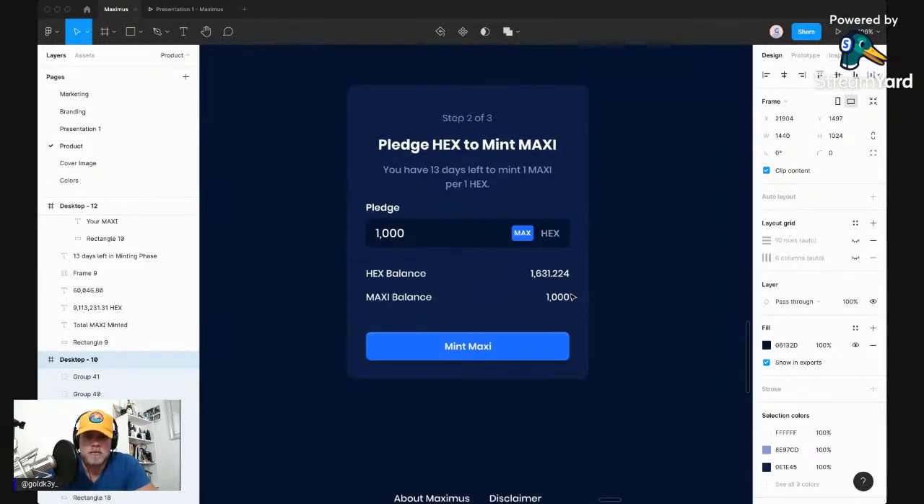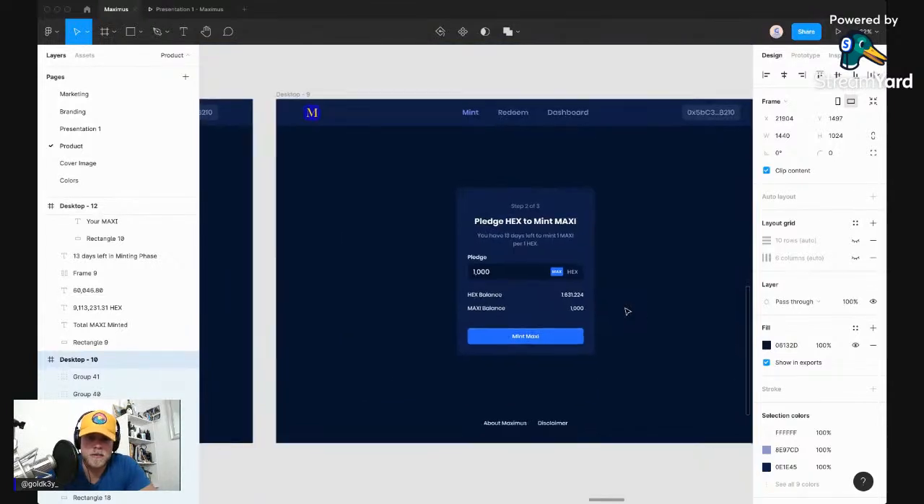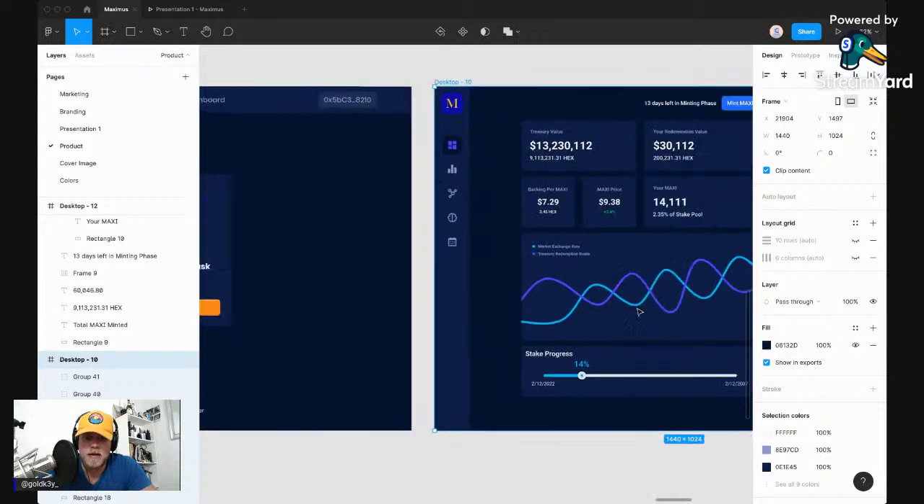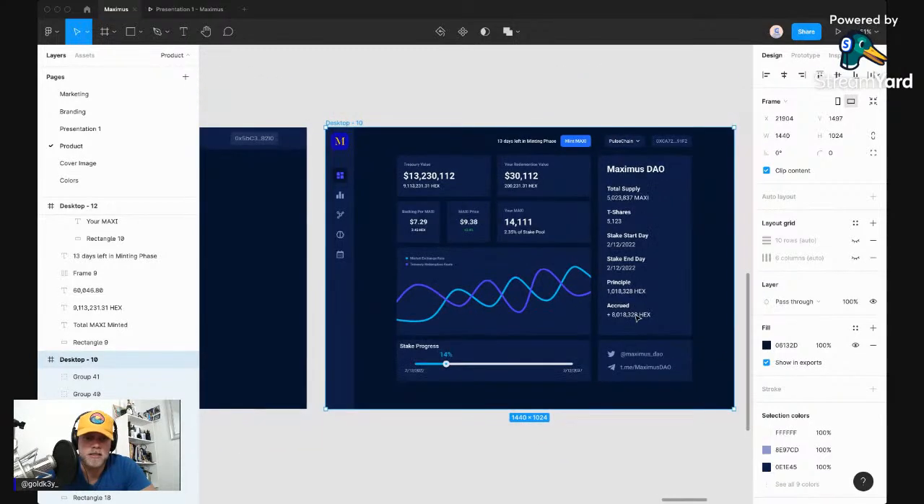So really happy with how this came out. I love this dark theme that we've got going on. You'd be able to see your HEX balance and your Maxi balance, and then you just add Maxi to MetaMask. So yeah, guys, I'm pretty excited for what's to come.